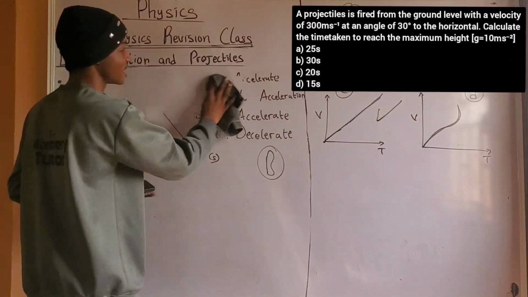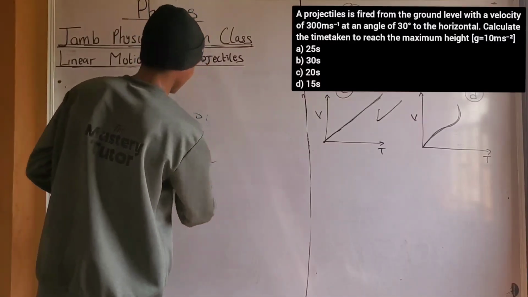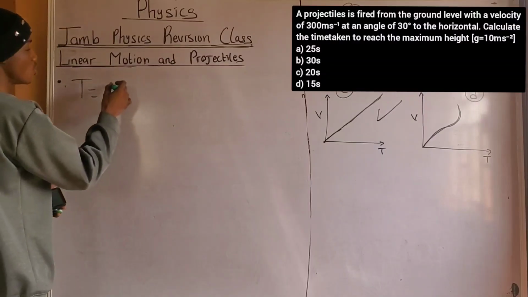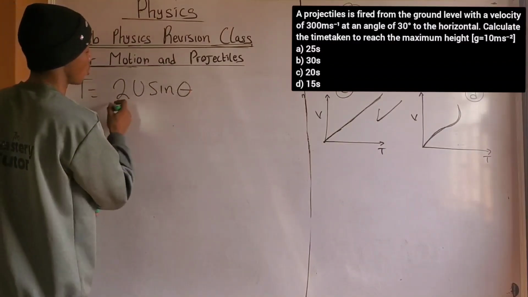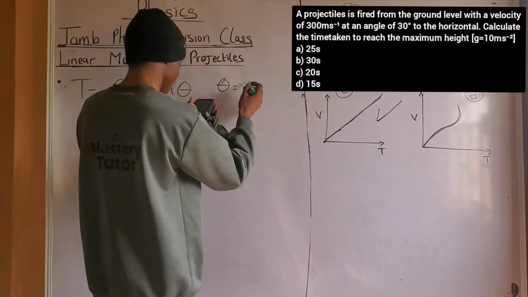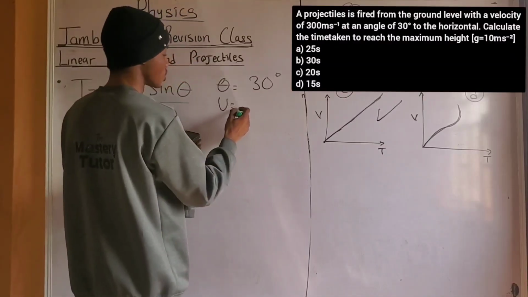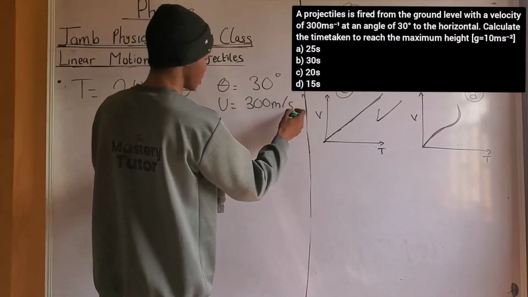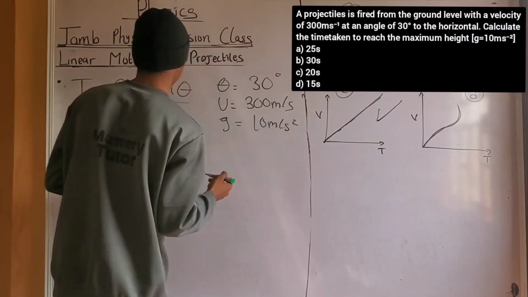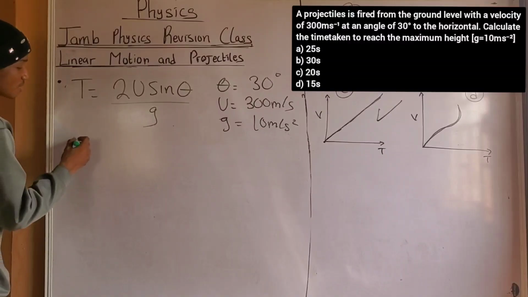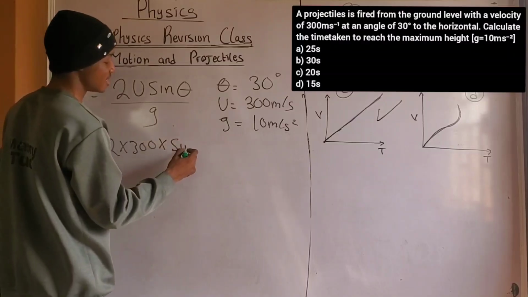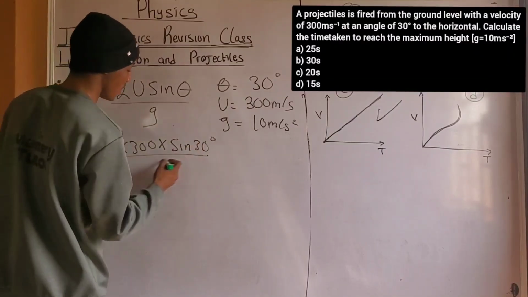Now, we are looking for the time taken. Don't forget, in projectiles, the time taken is t equals 2u sine theta all over g, right? Theta has been given as 30 degrees, and u equals 300 meters per second. g has also been given as 10 meters per second squared. So all we have to do now is to substitute. Here I'm going to have t equals 2 multiplied by 300 meters per second multiplied by sine 30 degrees all over 10.